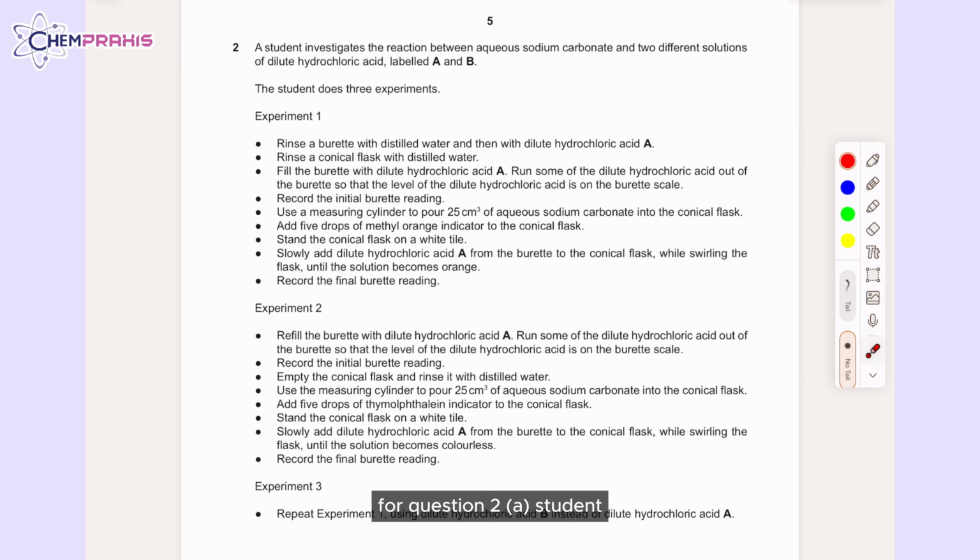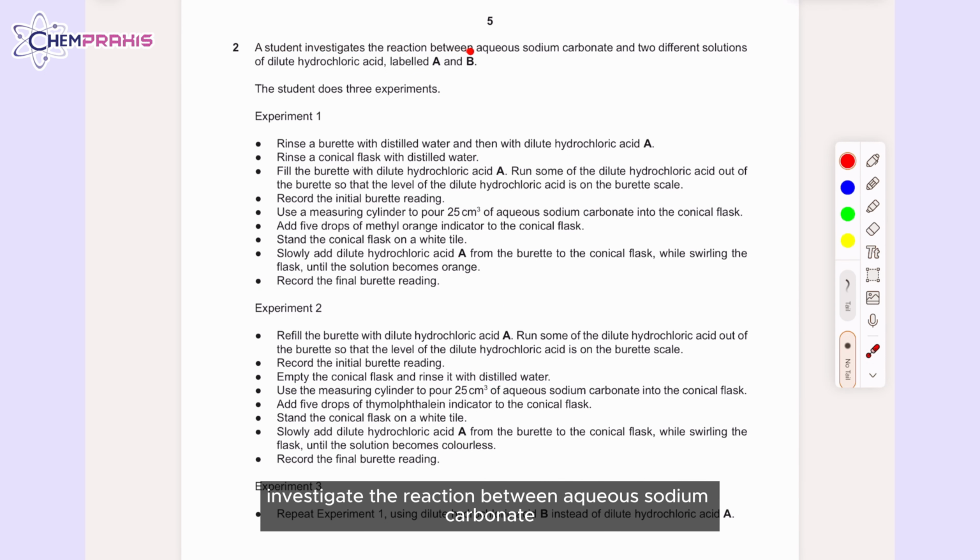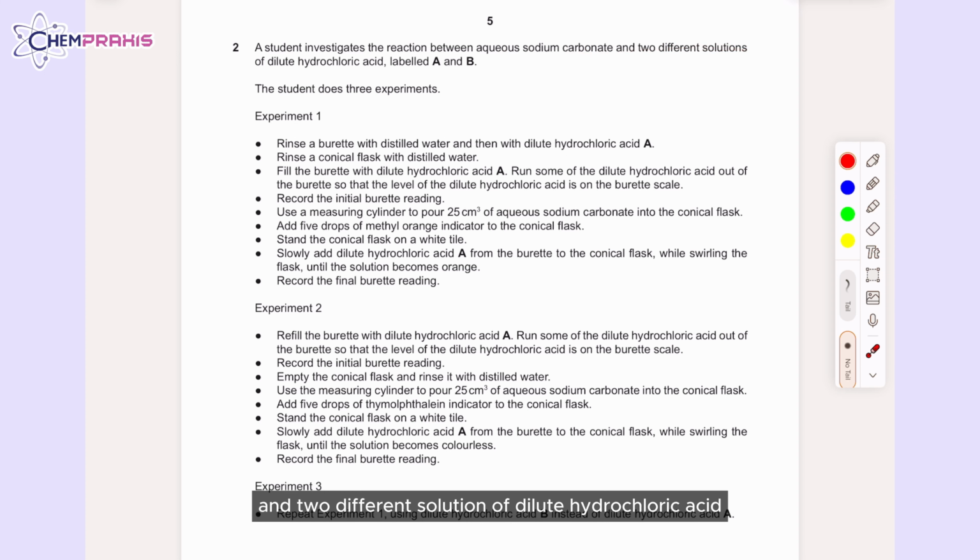For question 2, a student investigates the reaction between aqueous sodium carbonate and 2 different solutions of dilute hydrochloric acid, labeled A and B. The student does 3 experiments. For experiment 1, rinse a burette with distilled water and then with dilute hydrochloric acid A. Rinse a conical flask with distilled water. Fill the burette with dilute hydrochloric acid A. Run some of the dilute hydrochloric acid out of the burette so that the level of the dilute hydrochloric acid is on the burette scale. Record the initial burette reading.